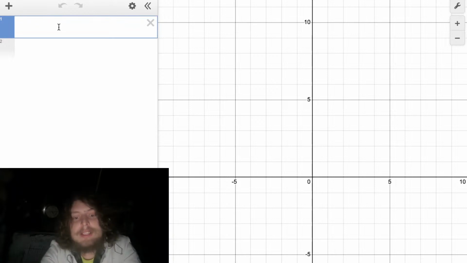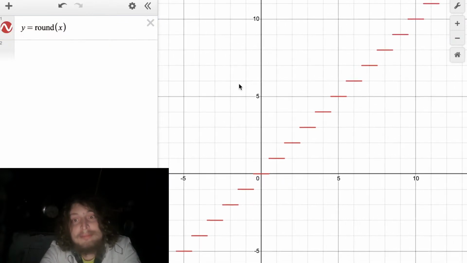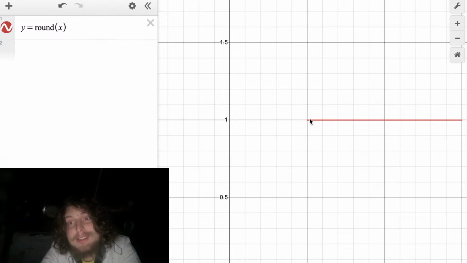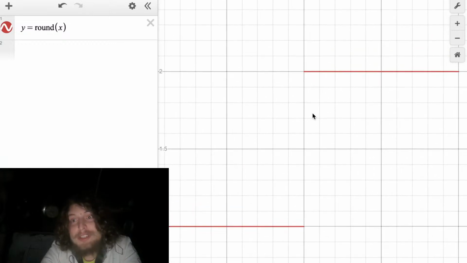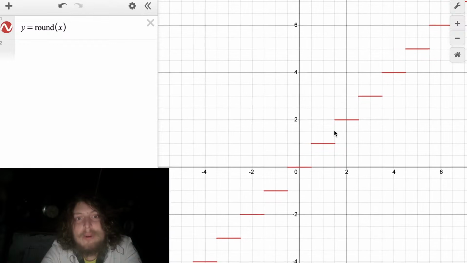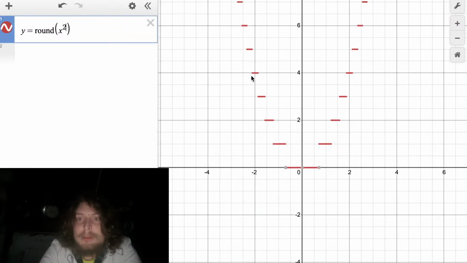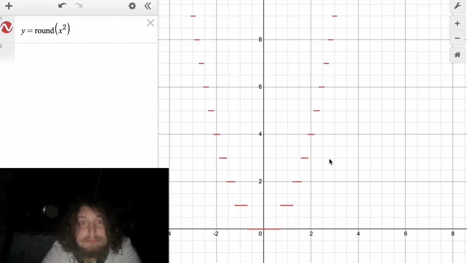What would it look like if I say y is x rounded? Or the way we're going to write that is y is rounding each x to the nearest integer. Here we can see that at the 0.5 marks, they go toward 1. Same with below the next 0.5 mark. Afterwards, we jump higher. So what about rounding x squared? What do you think that'll look like? Well, now we have this sort of glitchy version of a parabola.